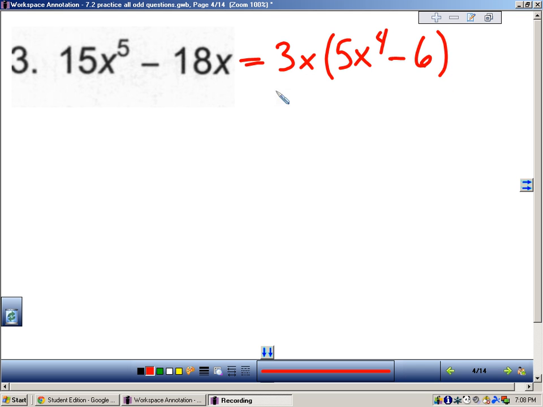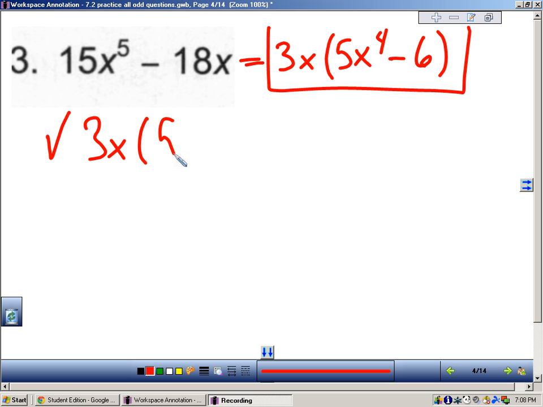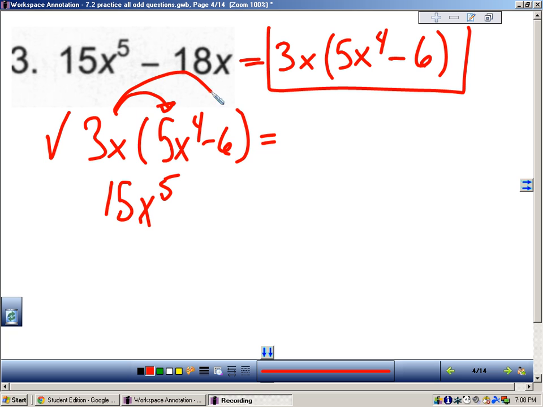Now let's check our work. Let's verify this is correct. So checking my work, I write the original expression in factored form and FOIL or distribute, see if it's accurate. So 3 times 5 is 15. x times x to the 4th is x to the 5th. And the last step shows that that's negative 18x. So it checks out. It is the original polynomial prior to factoring.